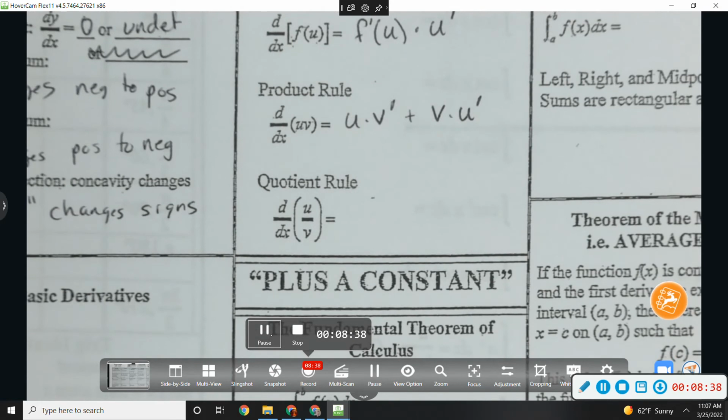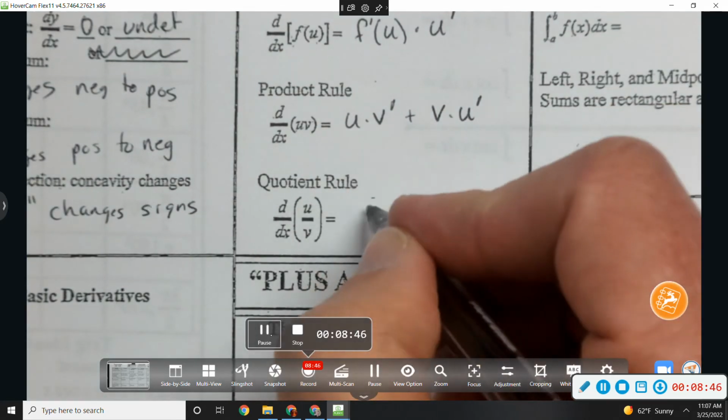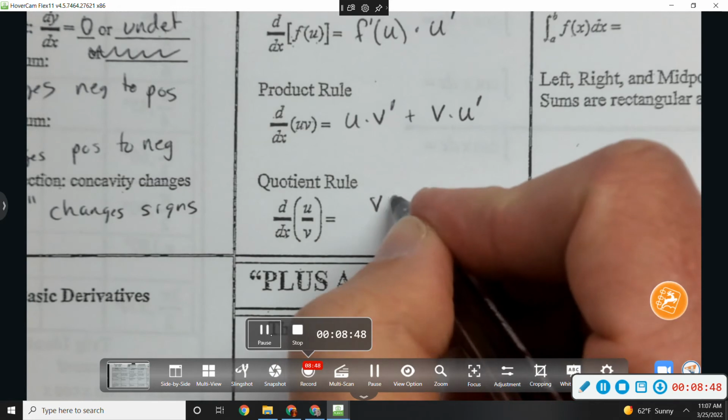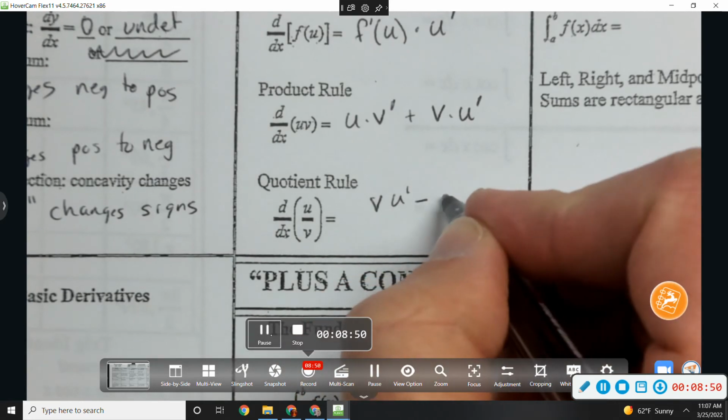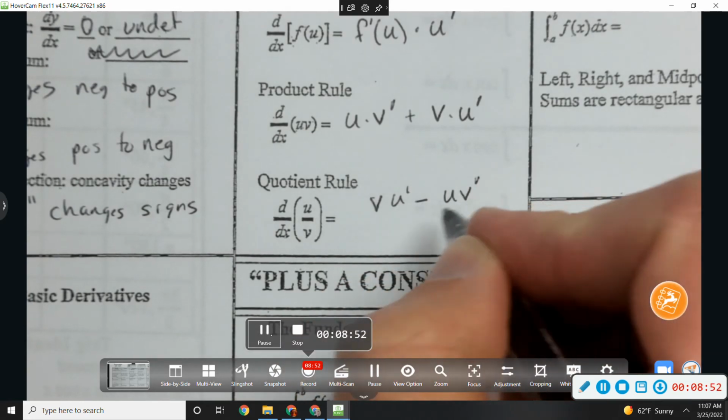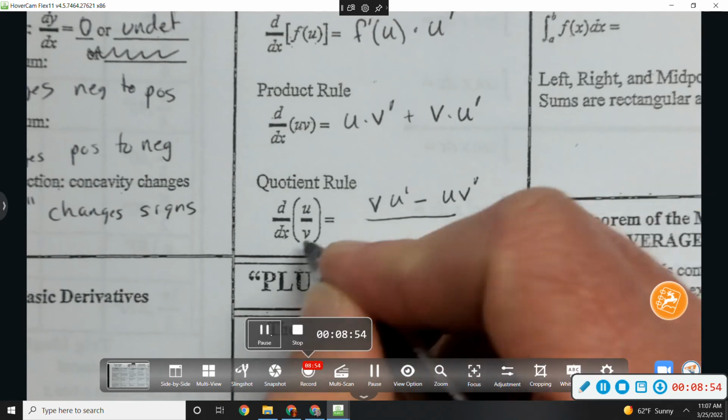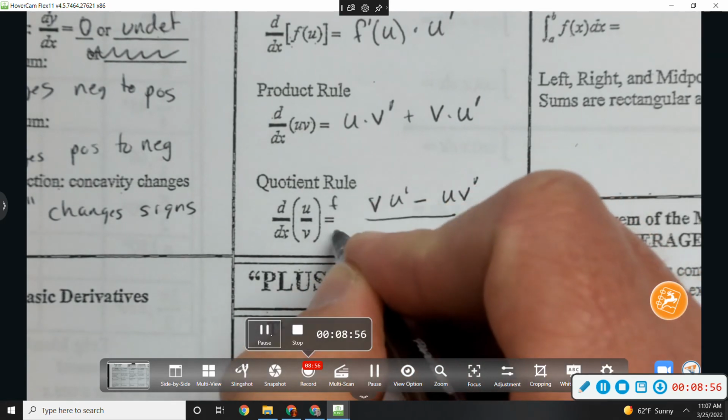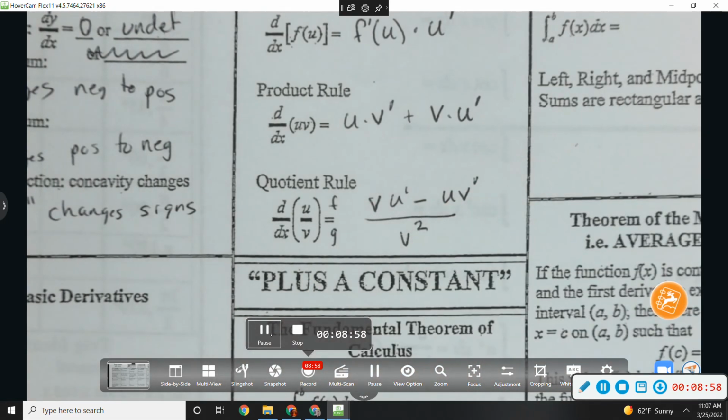Quotient rule, you got to be careful because the order matters. V u prime minus u v prime. Let's see, g f prime. So v u prime minus u v prime over v squared. Might have been helpful to just label them f and g because that's how we memorized it.